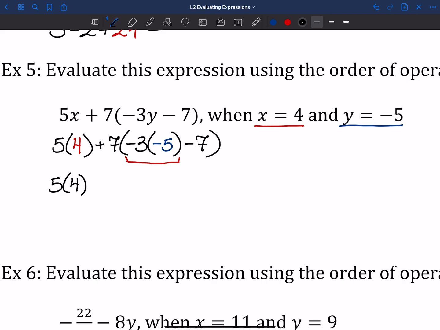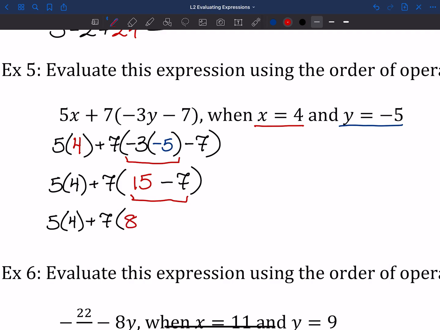And so let's bring everything else down. Remember to stay organized. Negative 3 times negative 5 is going to give me positive 15. Again, bring along that minus 7. Still in those parentheses, now we're going to take care of that subtraction. So this is 5 times 4 plus 7. Then on the inside of there, 15 minus 7 is going to give us 8.